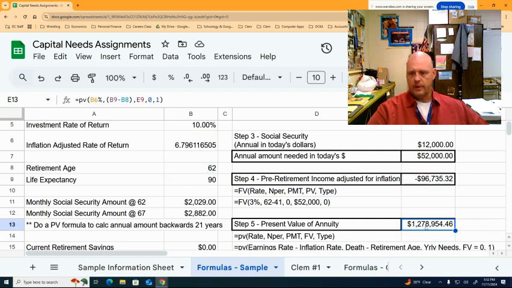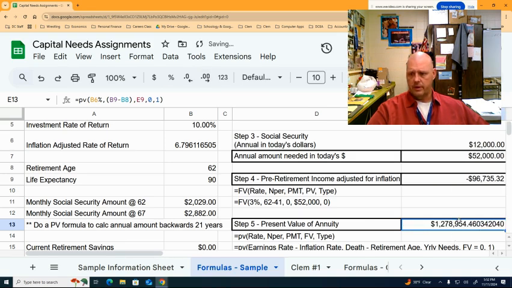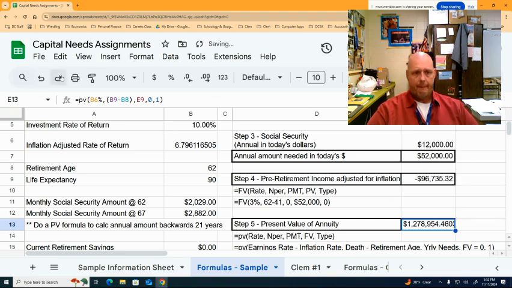My answer is 1.278 million. Now I take this and I bump the decimals up a bunch, right? It's really this number here, 1,278,954.4603420, right? If you put whole numbers in yours, maybe rounding a little, and with this much time and this much of a rate of return, that number could be significant. I'm just going to bring mine back to plain old normal dollars.